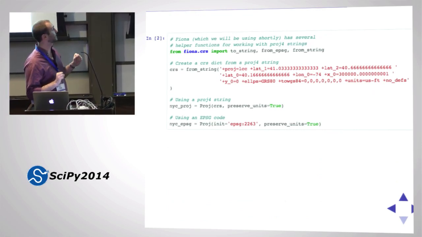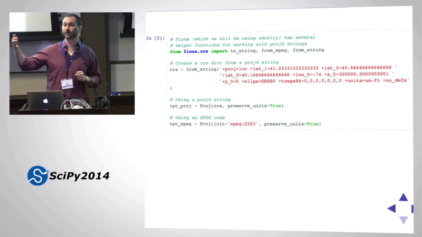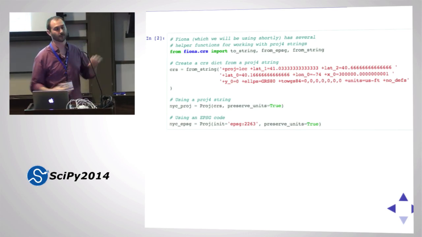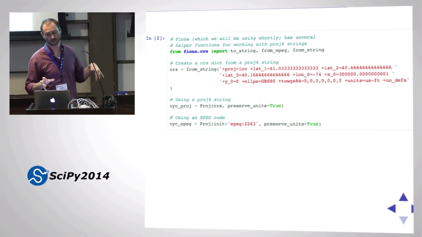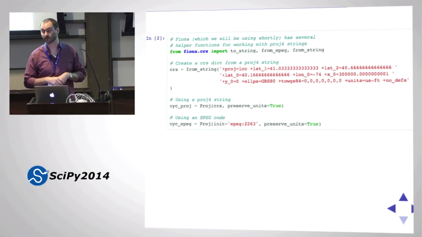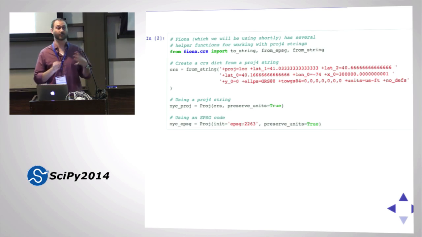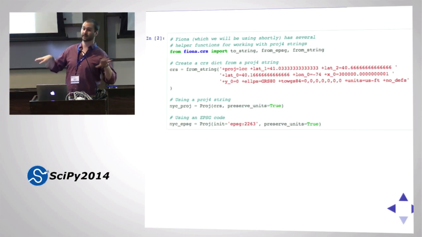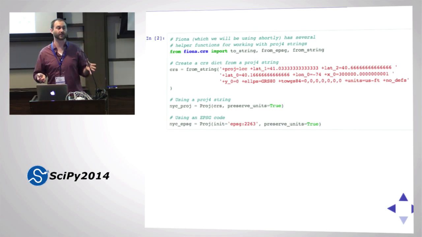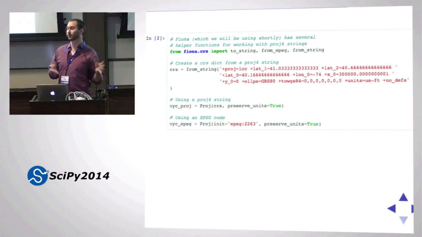Just because it's handy, we're going to use a package called Fiona a little bit later, but I'm importing it now because it has this handy function called to string and from string, for working with things called proj4 strings. Proj4 is that library that contains all these different databases. It also allows you to define arbitrary projections and datums and coordinate systems.